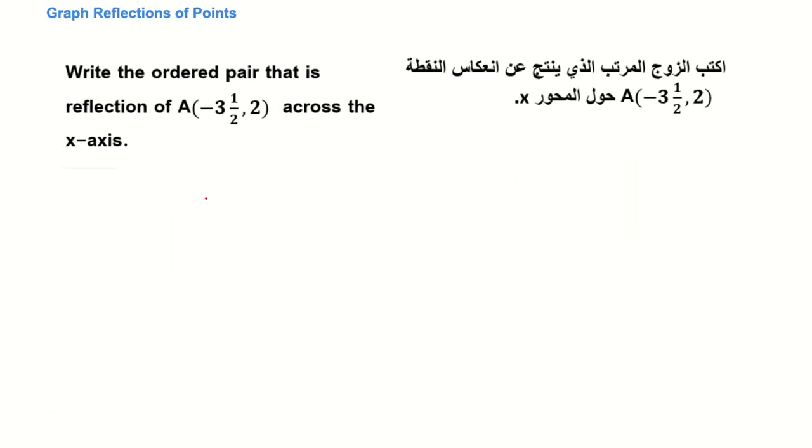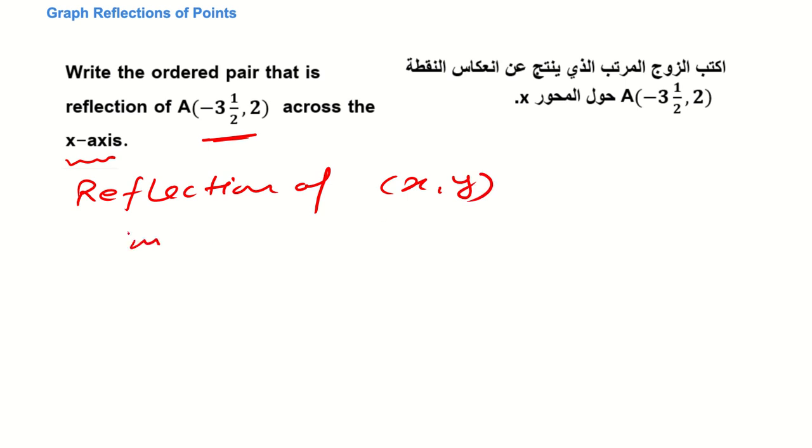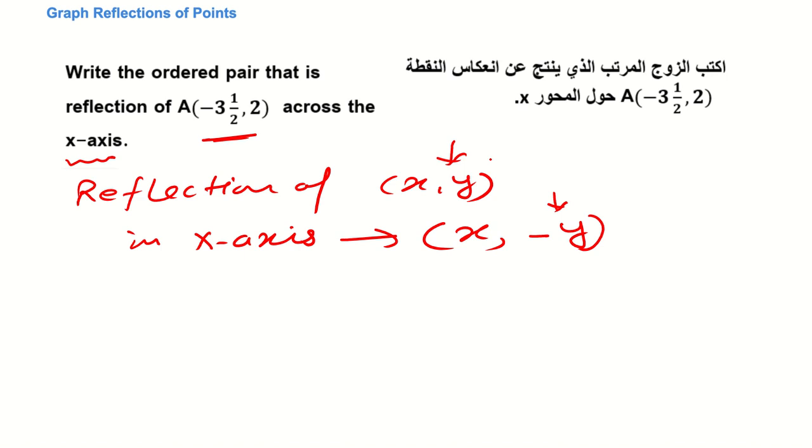Next question can be, write the ordered pair that is the reflection of this point across the x-axis. Now, my dear students, remember one thing. If you need to find the reflection of (x, y) in the x-axis, then the value of x will be the same and the sign of y will be changed. If here it is positive, here it will be negative. If here it is negative, here it will become positive.